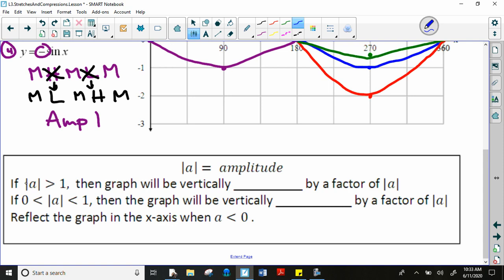So if you've got an a value in front of the function that is larger than 1, the graph will be vertically stretched by a factor of a. If you've got a fraction between 0 and 1, the graph will be vertically compressed by a factor of the whole fraction. And if it's a negative value in front, all you're doing is reflecting in the x-axis.